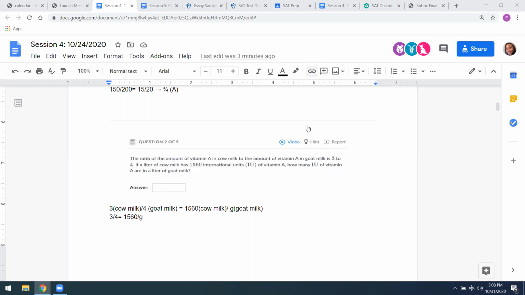You cross multiply by putting 3 over 4 equals 1560 over G, and then you cross multiply 3 times the G. Wait, let me see. Yeah, and then it's hard to look at when they're like that on the screen.